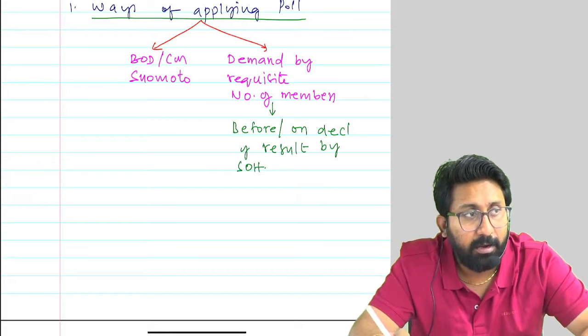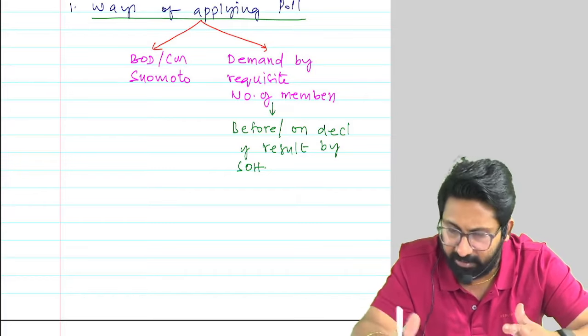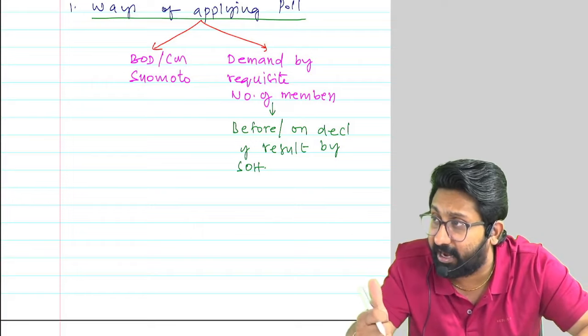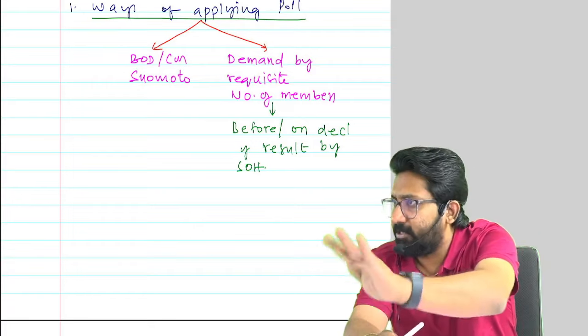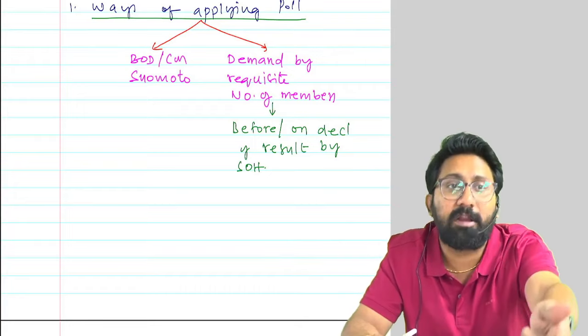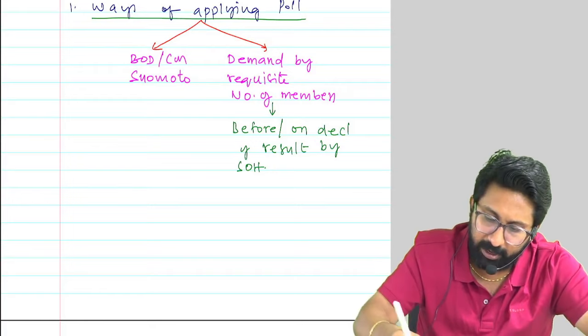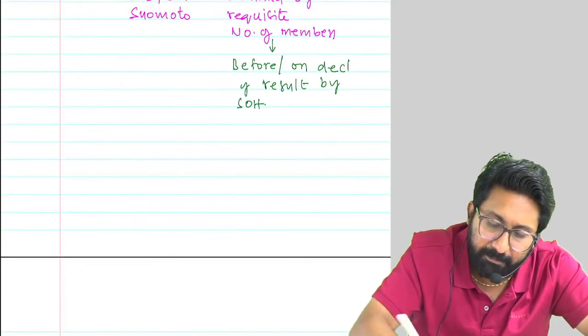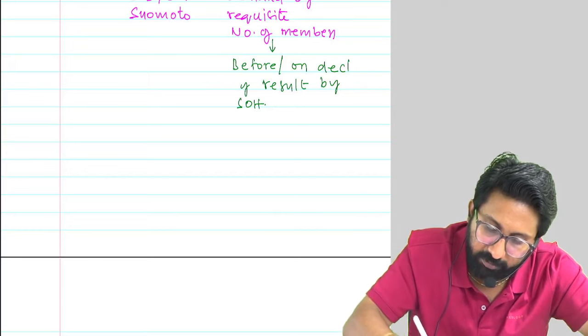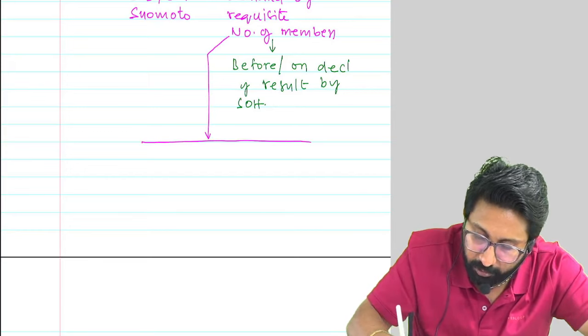Second one, demand can be made by requisite number of members. What is that requisite number? We will write now. When they can request, either before show of hands, you ask, or on declaration because of the doubts on the resolution, you can ask. Listening or not, everyone? Okay. Sir, what is this requisite number? Is a question now. What is the requisite number? Branch it to two.